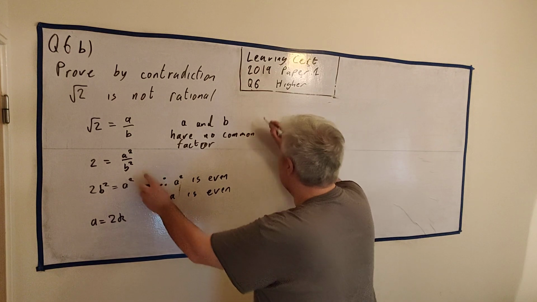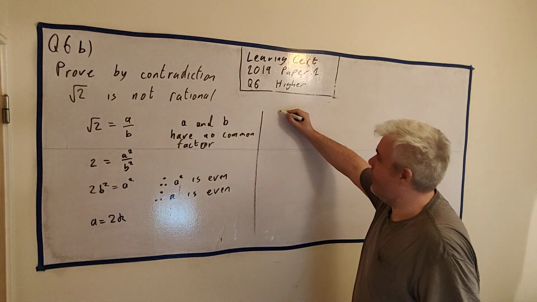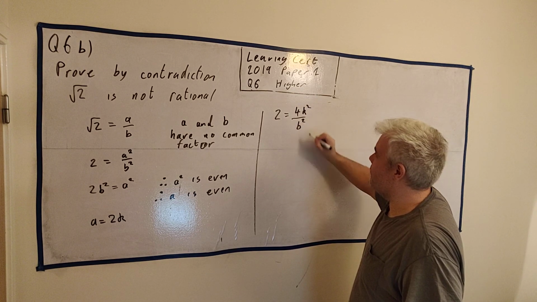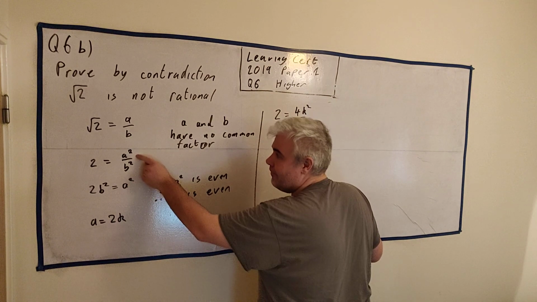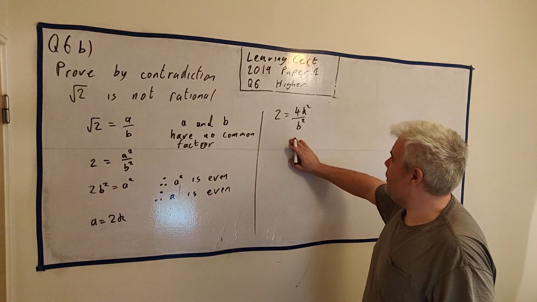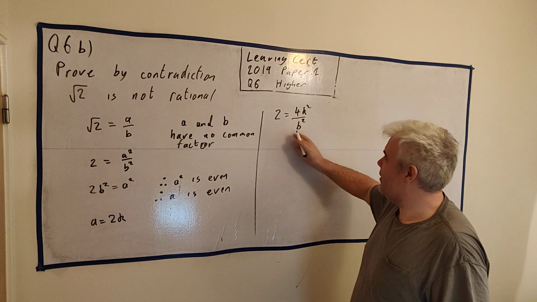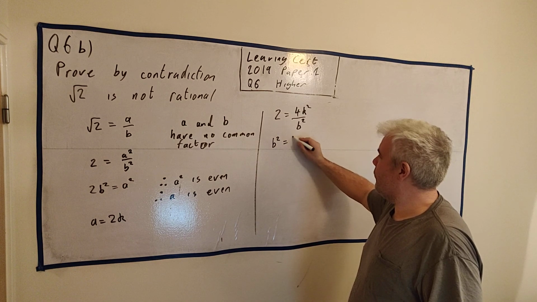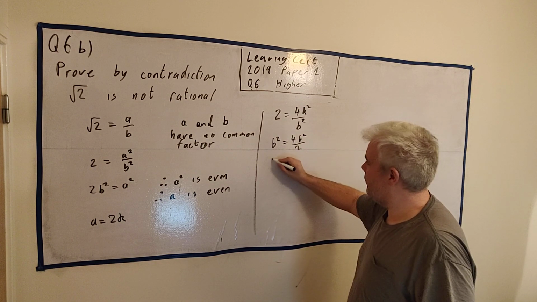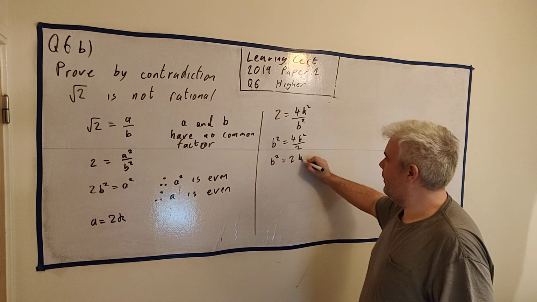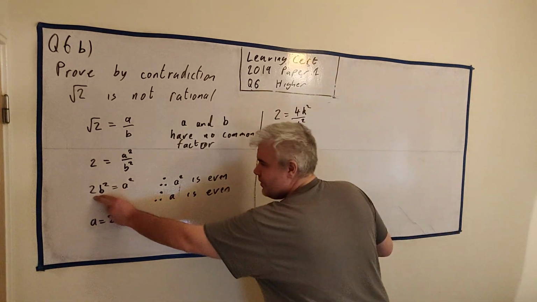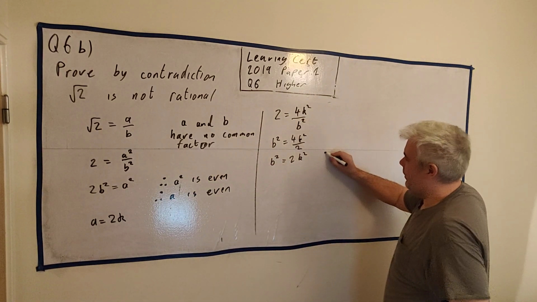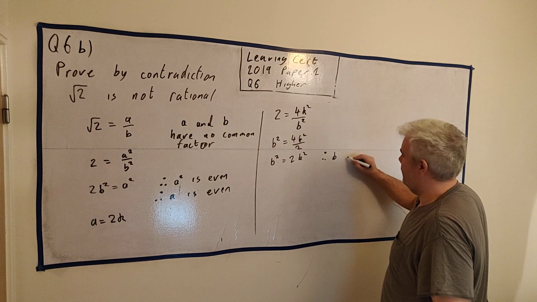Okay, let's start again then. Let's go back up to this line here, and we'll say 2 is equal to 4k squared divided by b squared. I'll just put this in here. So let's rearrange this, play around with this so we get b squared equals 4k squared divided by 2. b squared is equal to 2k squared. This is very similar. 2 times a number is even. Therefore, b is even. This is enough.